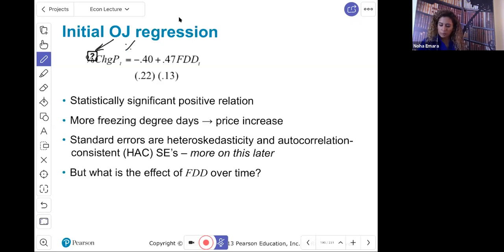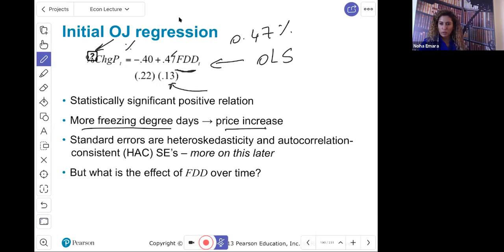Anyways, this one is an OLS estimation, nothing is new. This one is telling me that the increase in freezing degree days by one unit, which is simply a day, increases the price by 0.47%. Okay, so it's positive, statistically significant. You just divide this by this, you will get the t statistic as statistically significant. And the main conclusion is, with more freezing degree days, the price would increase.